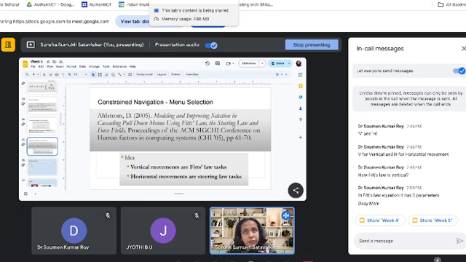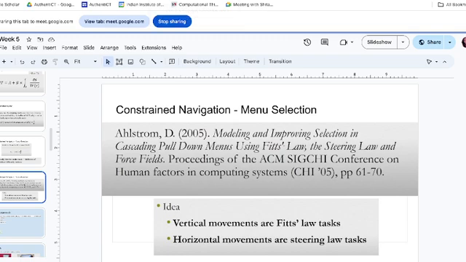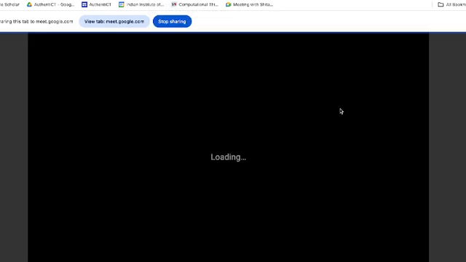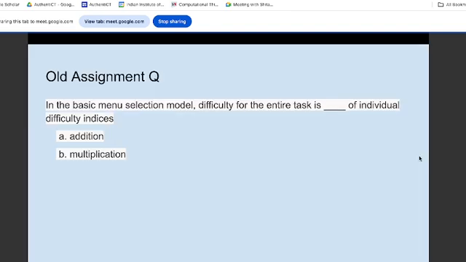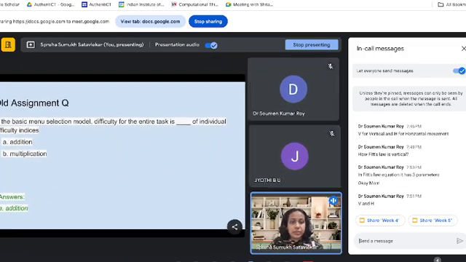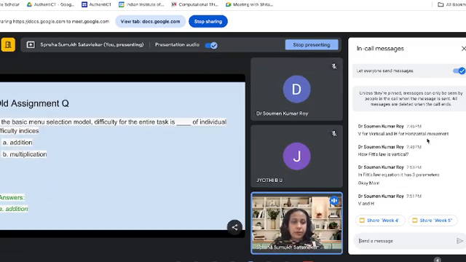One-dimensional Fitts law itself will have parameters, like A, B, W, D, all those will be there in the law. Next, here it is basically the addition of individual difficulty indices: the times you have to do the vertical tracing, then the times you have to do the horizontal tracing. All those actions you have to calculate for each.